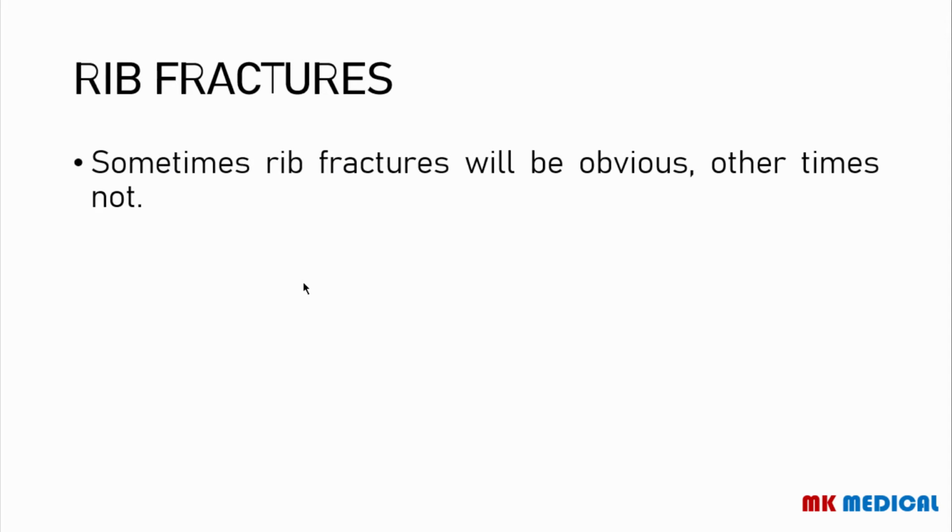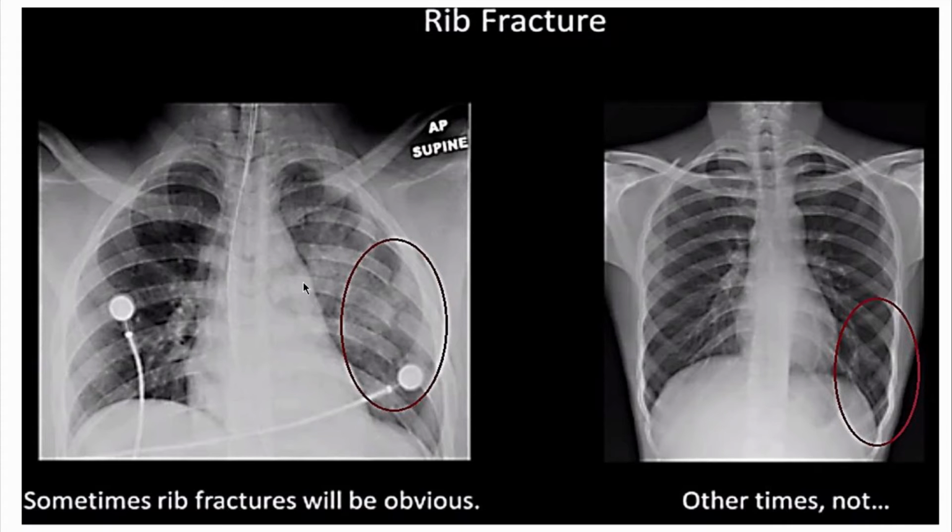So beginning with rib fractures, sometimes this may be very obvious for you to see, sometimes they may not be. If we look at this picture here where it is very obvious, we can see that this rib is fractured here, this rib is fractured here, this rib is fractured there. So this is an AP x-ray. Remember that AP x-rays are less superior compared to the PA chest x-ray.